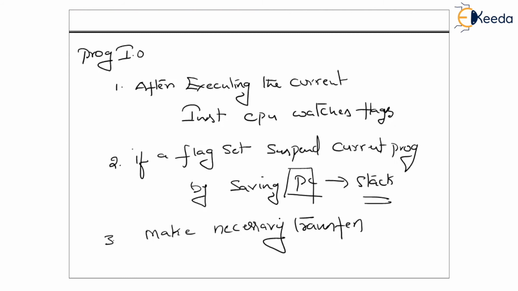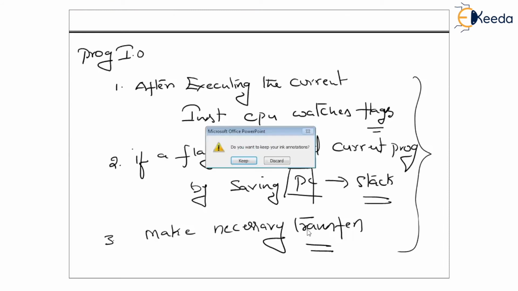Okay. Now here, in the programmed IO, these are the initial events. At the end of every instruction execution, flags will be watched. If there is a flag set, then suspend the current program by pushing the program counter value into the stack, and followed by making a necessary transfer, which are requested by the user. Here in the programmed IO, in order to make this transfer, how is the transfer going to happen? Simple, by executing a program. Let me tell you. CPU is going to execute a program.